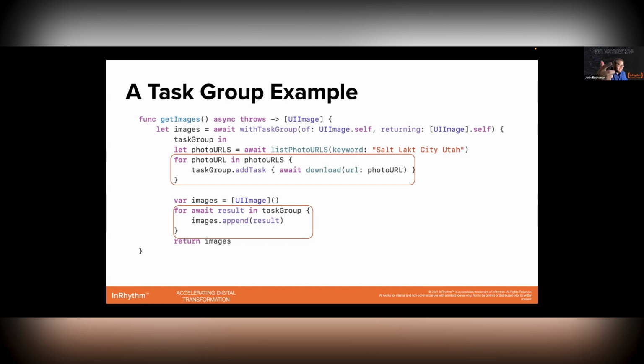And then secondarily, here we've got a for loop that's taking each of those UI images and grouping them together into an array of UI images. So then that array of UI images gets returned. Again, you can see up at the top, the returning is an array of UI images. The object that's getting passed around inside of the task group is a UI image individually.